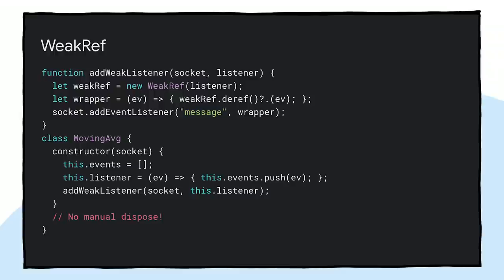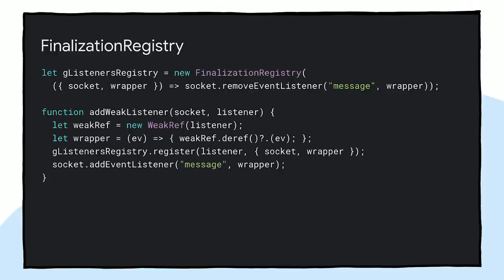There is a companion feature to weak refs called finalization registry that lets me do the thing that's needed, which is I want the garbage collector to tell me when it has collected something so that I can perform some action at the point that an object has been collected, or in GC parlance, finalized. And that feature is called finalization registry.